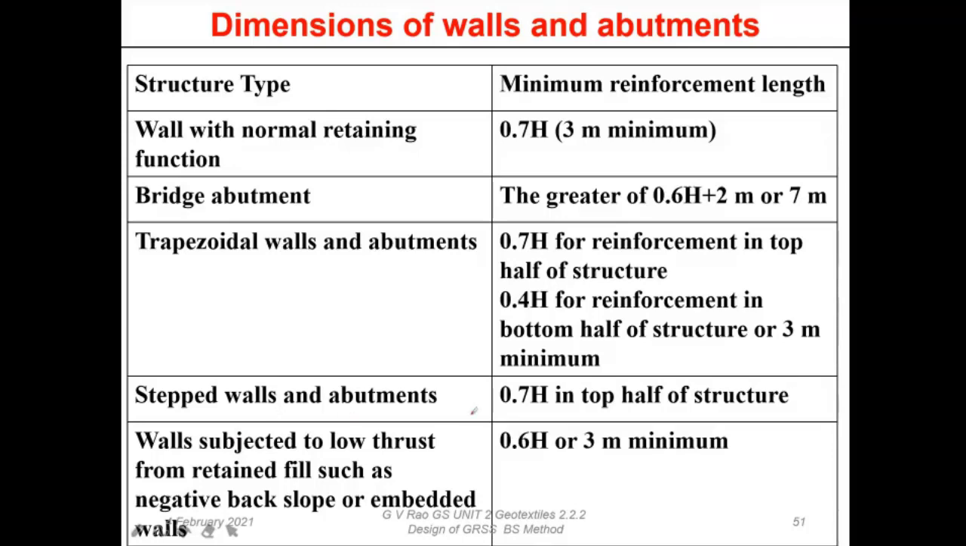Stepped walls, meaning tiers, one tier or the other, second and third tier, in that case it is going to be 0.7 h for the top half of the structure. Okay, so like this, we are going to have minimum prescriptions to start with.